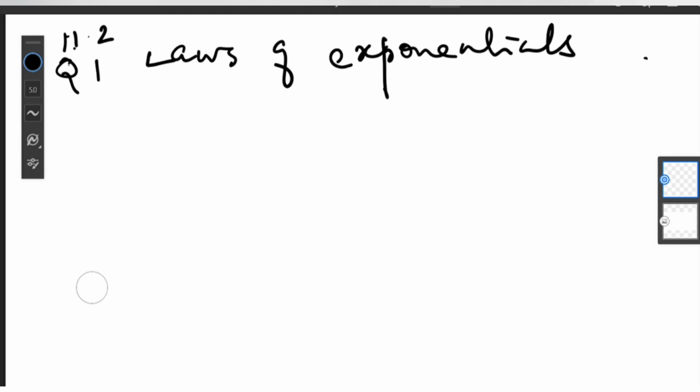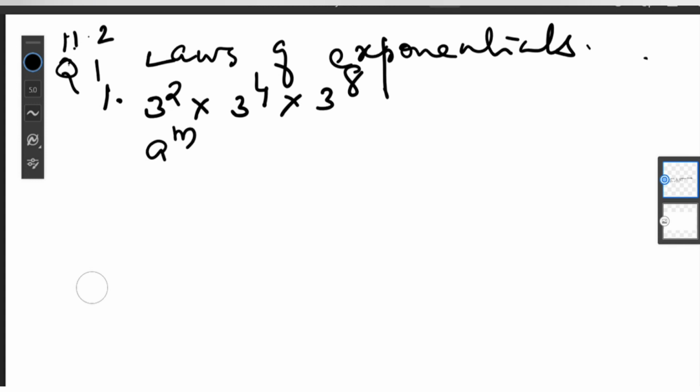That is, we have to write in the exponential form. Laws of exponentials. Given is the first question: 3 squared into 3 to the power 4 into 3 to the power 8. So how to find this?